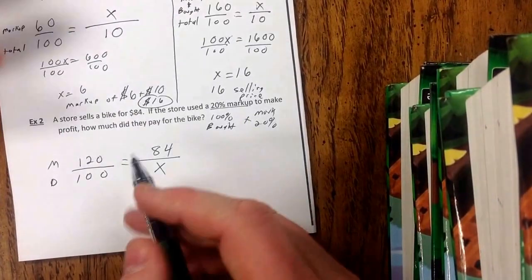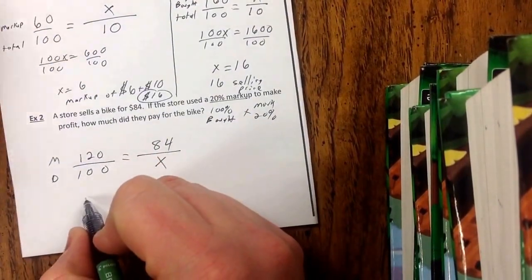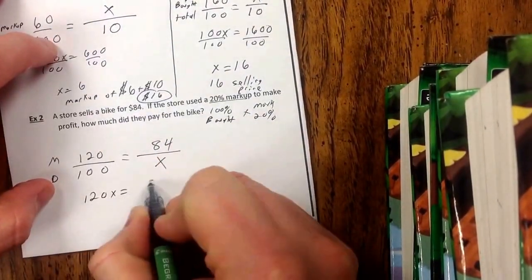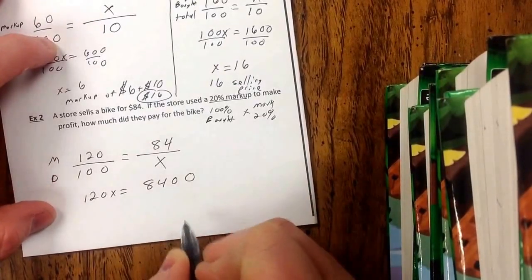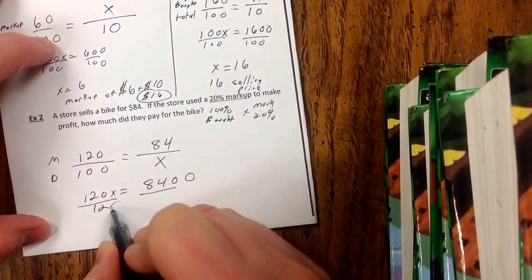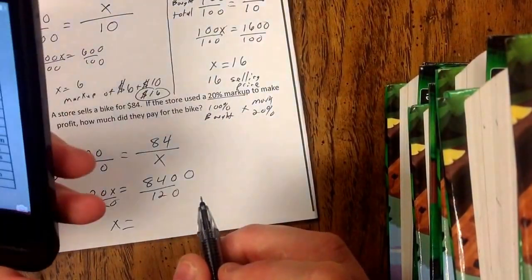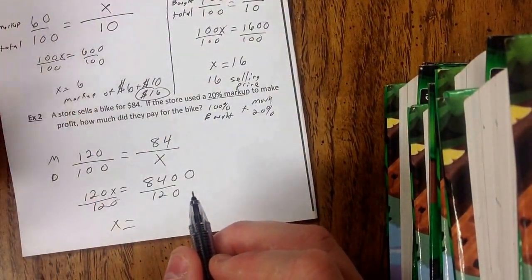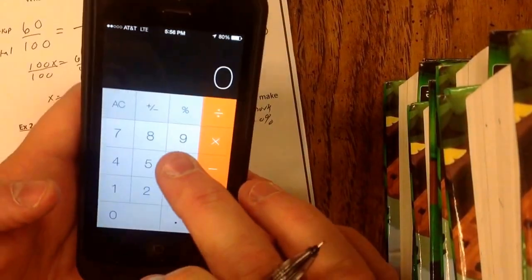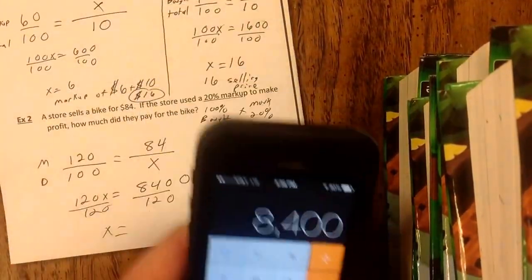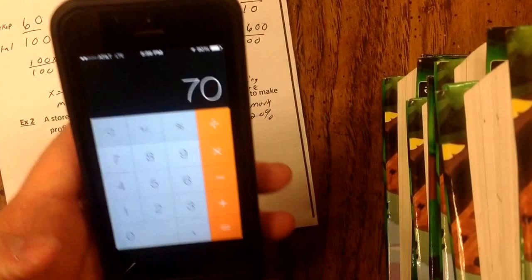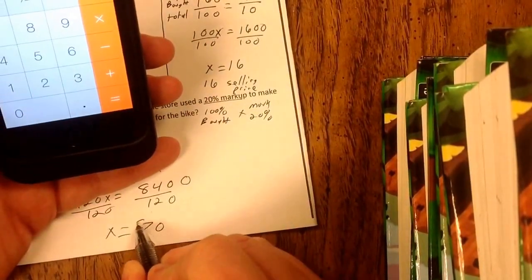So this is where you want to use a calculator. 120 times x is equal to 8,400. We're going to divide by 120. All right, and then we're going to go 8,400 divided by 120, and we're going to get $70.